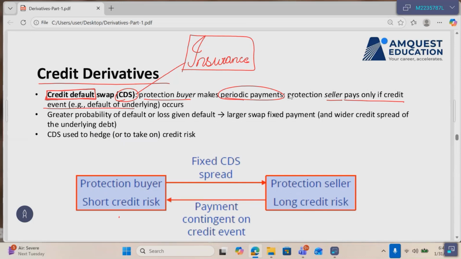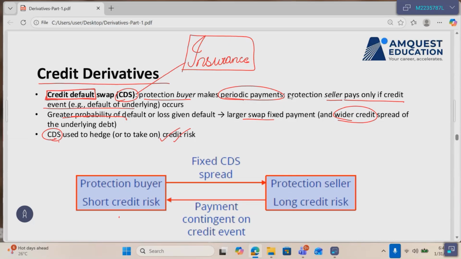Obviously, a greater probability of default or loss in default means you'll have to pay more. If that party is bound to default, then you better pay more premium, right? So there's a greater payment and a wider spread in the event of a greater default. Higher the probability of default, more the premium. Less the probability, less premium. CDS is a very important instrument that helps you to hedge against credit risk, right?